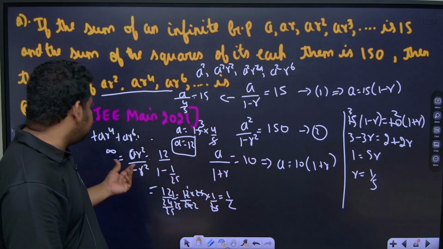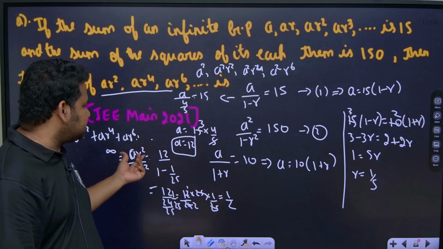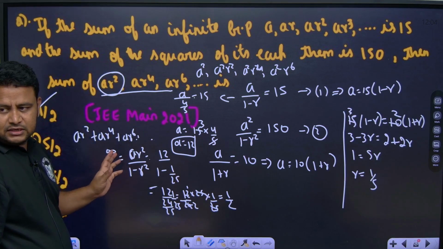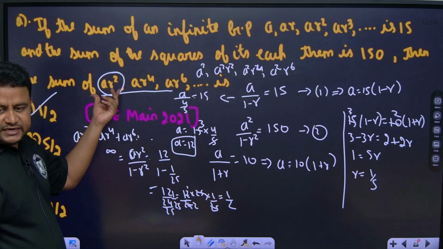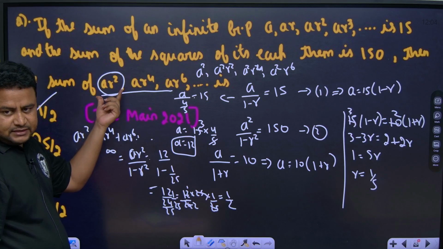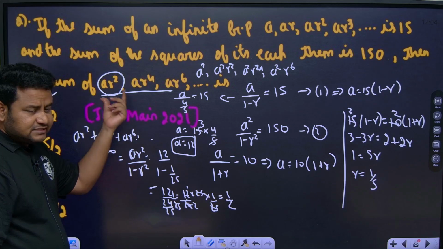So here you should write it as what? Ar square by 1 minus r square. This will be the first term. This completely you should take as a. But the common ratio will be r square. This complete is a here. Clear? This is not the common ratio I am taking. This complete is a.